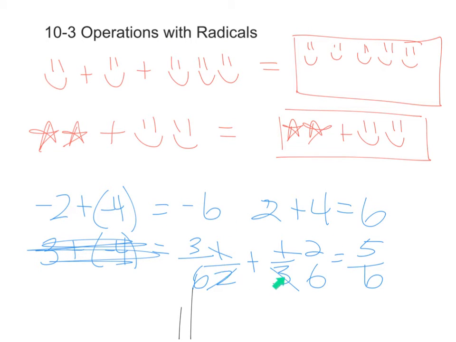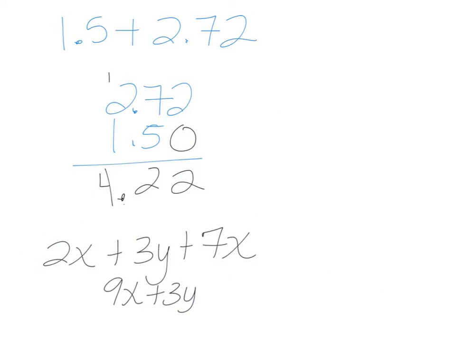For 1/2 and 1/3, those weren't common denominators, so we couldn't add them until we made them common, and then we could add them. With decimals, we can only add like place values. So I added my hundredths, then I added my tenths, then I added my ones place. And with variables, I could only add like terms. So I added my x's, and the y just stayed.